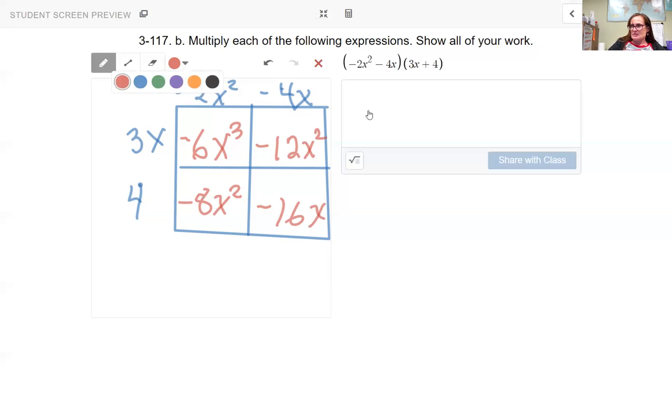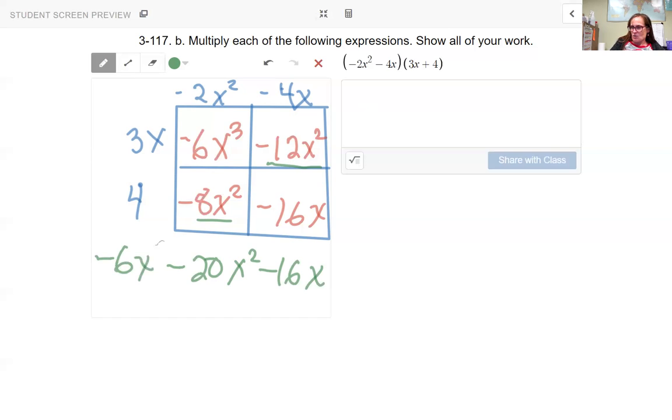Okay, now we look to see which things we can combine. We've got negative 6x cubed, negative 12x squared, negative 8x squared, negative 16x. All right, the two we can combine are the ones with the x squareds, negative 12x squared and negative 8x squared. Negative 12 plus negative 8 is negative 20. So it's negative 20x squared. And then we have minus 16x. And then we have the first one, negative 6x cubed.